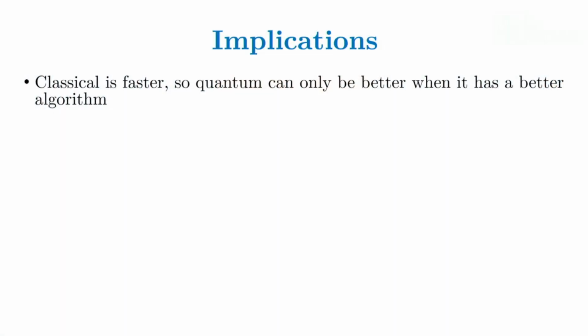Okay, so this is the quantum economic advantage framework, this idea that we can actually map out when these systems are going to have advantage. Let me now summarize the implications. First thing, classical is faster, so quantum can only be better when it has a better algorithm.